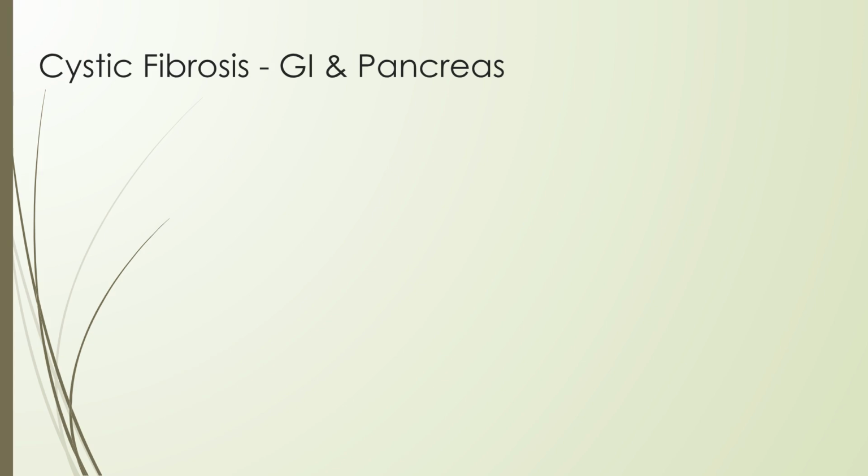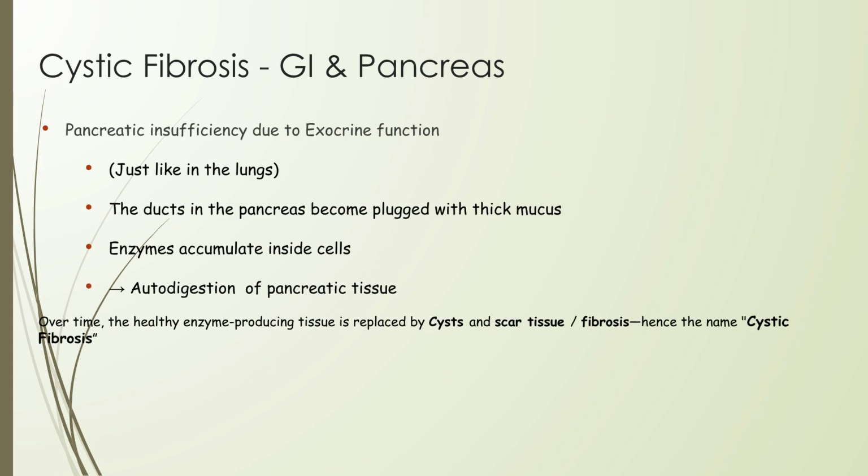Cystic fibrosis also affects the GI tract and pancreas, causing pancreatic insufficiency due to exocrine dysfunction. Thick mucus plugs the pancreatic ducts, causing enzymes to accumulate inside cells, leading to autodigestion of pancreatic tissue. Over time, healthy tissue is replaced by cysts and scar tissue, hence the name cystic fibrosis.